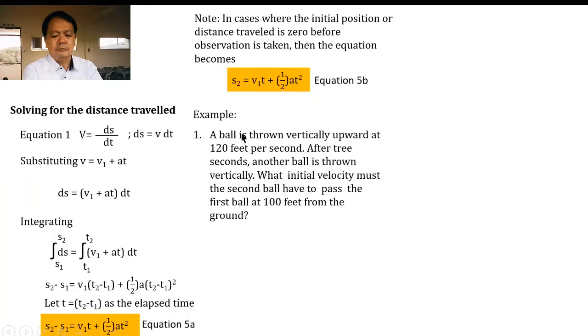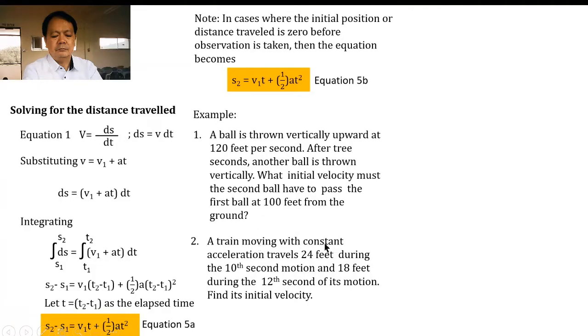The first problem is about a ball that is thrown vertically upward at 150 feet per second, and after 3 seconds, another ball is thrown vertically. What initial velocity must the second ball have to pass the first ball at 100 feet from the ground? So that is our first. Mamaya babalikan natin ito. Pakita ko lang yung second.